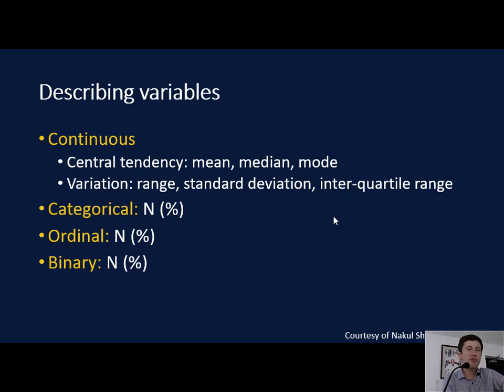And the ways we might describe the variation in our data is simply looking at the range. The range of ages in our sample was from 18 to 60, say. The standard deviation, on average, how much a value deviated from the mean. The interquartile range. This is relevant when we're looking at the median especially. It tells us the 25th percentile value to the 75th percentile value. So it gives us a sense of the spread of our data around a median. And then other types of data, categorical, ordinal, binary, are typically described by the number that fall into a particular group and the percentage that they comprise of the total sample.